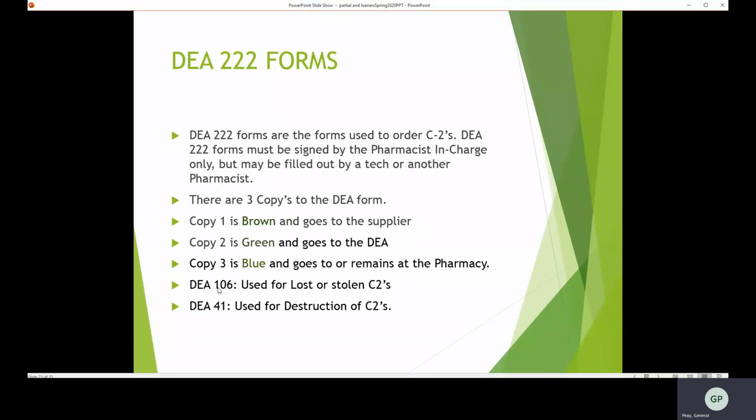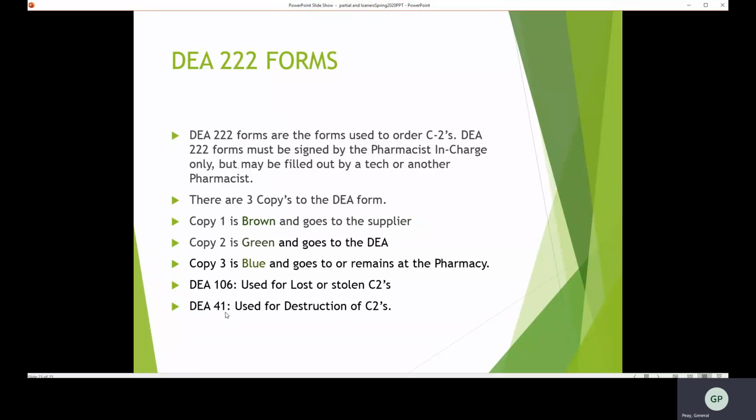Then you have the DEA 106. Know that this is used for lost or stolen C2s. So if somebody robs the pharmacy and takes some C2s, you fill out a DEA 106 right away, or right when you know that the theft or loss has occurred. Or if you order some C2s and they never show up and it's considered lost in transit, you immediately fill out a DEA 106.